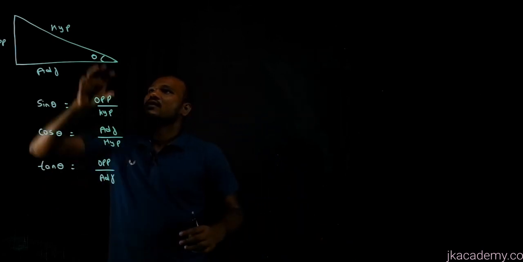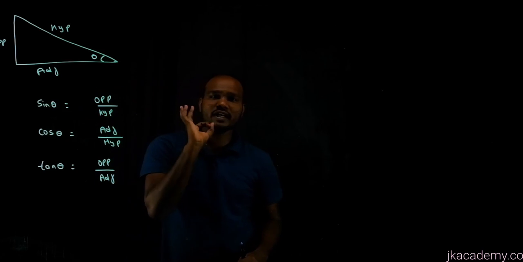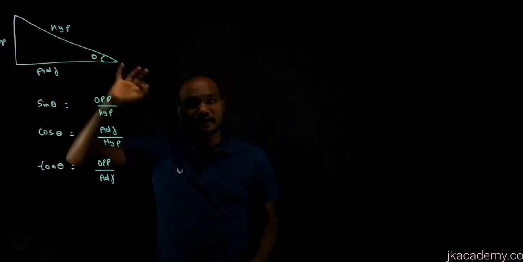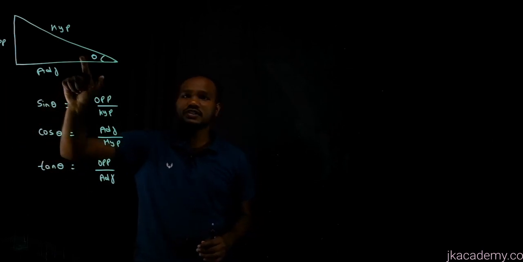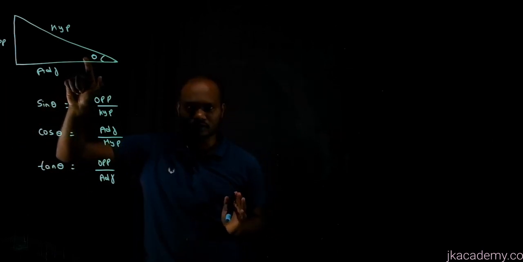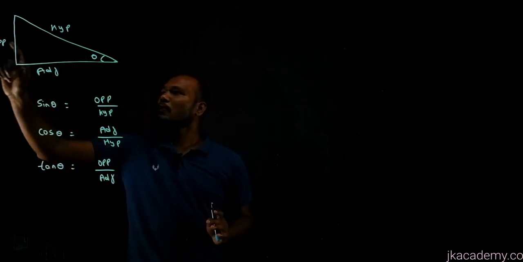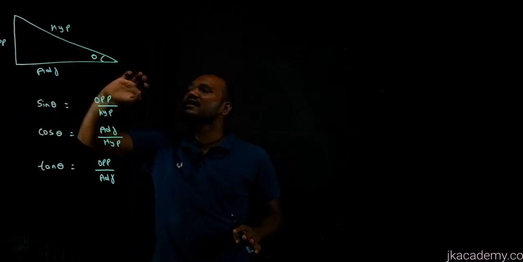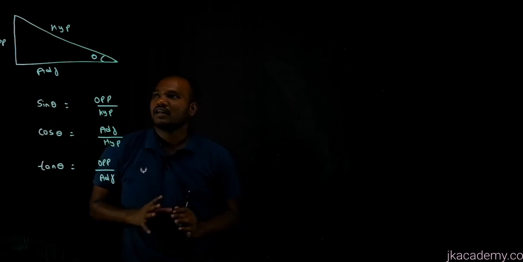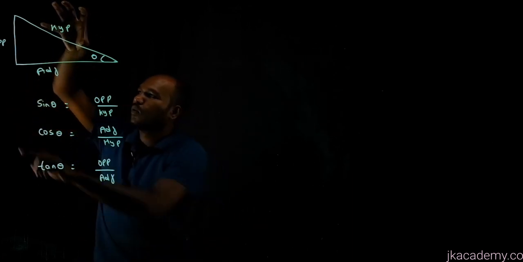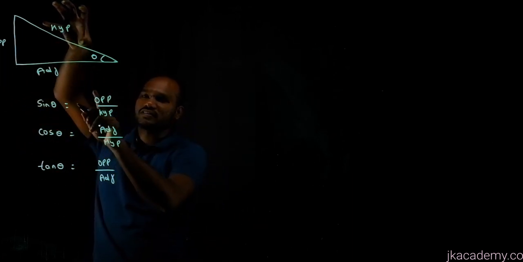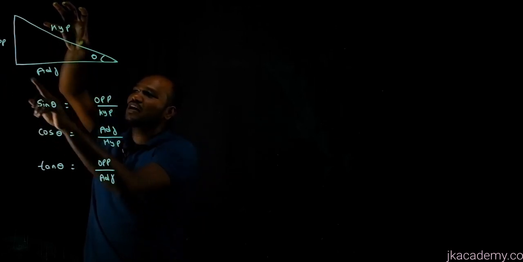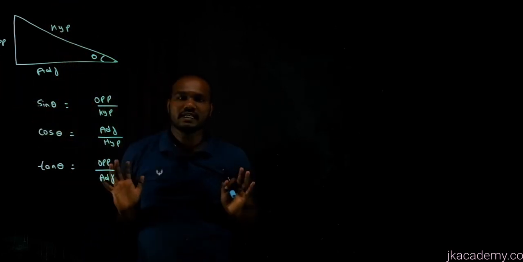Done. Next, whenever a question comes, the thing you have to do is draw a right angle triangle. After drawing it, choose theta. Next, mark the opposite, which is opposite to it, and the adjacent, which is adjacent to it. The bigger side is the hypotenuse. What is left? Opposite by hypotenuse is sin theta. Adjacent by hypotenuse is cos theta. What are left? These two are left: opposite by adjacent. Is that cool?